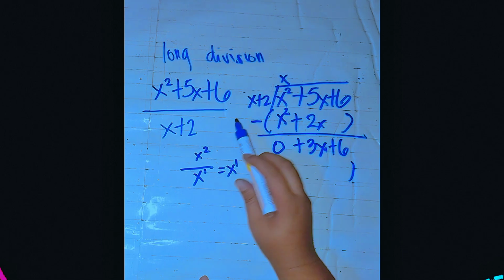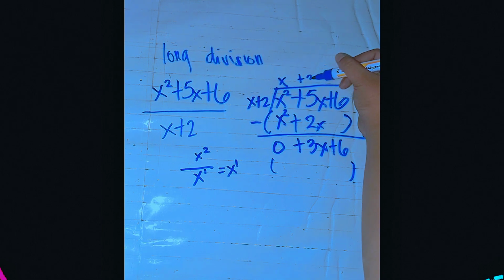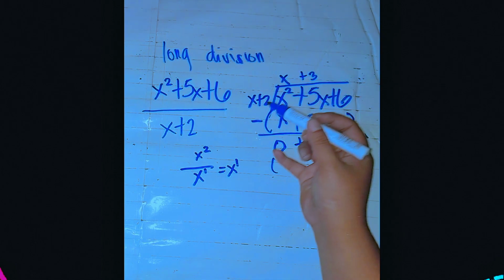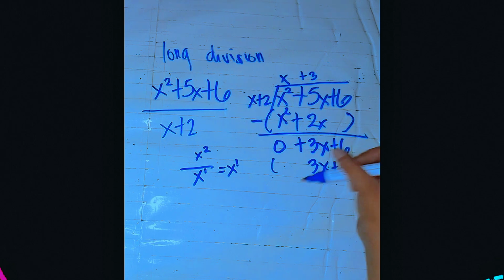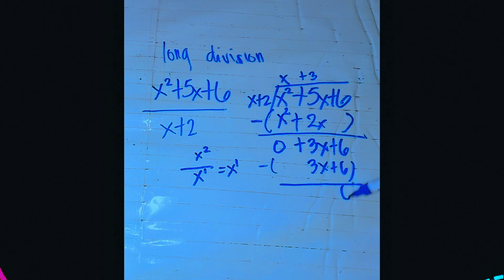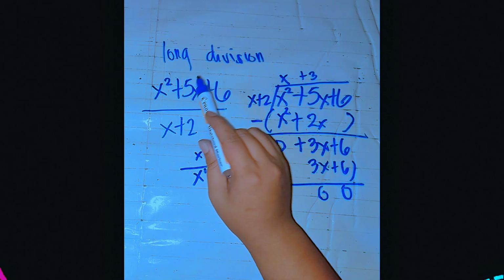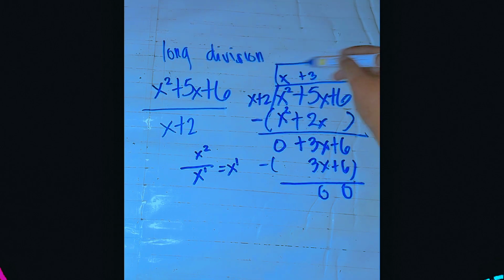3x divided by x is basically 3. 3 times x is equal to 3x, and 3 times 2 is equal to 6. And subtract. 6 minus 6 is equal to 0, and 3x minus 3x is equal to 0. So, x squared plus 5x plus 6 divided by x plus 2 is equal to x plus 3, the quotient. Move on to the last method of dividing polynomials, the synthetic division.